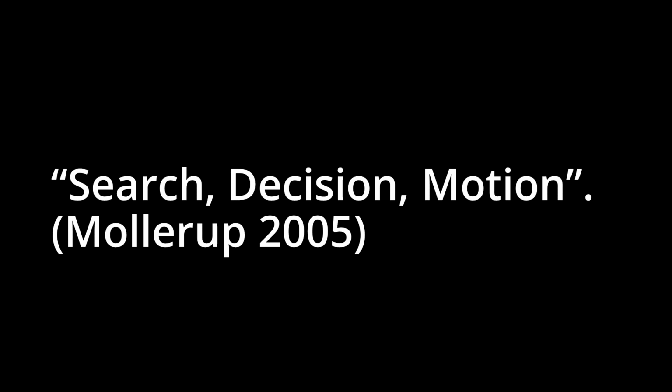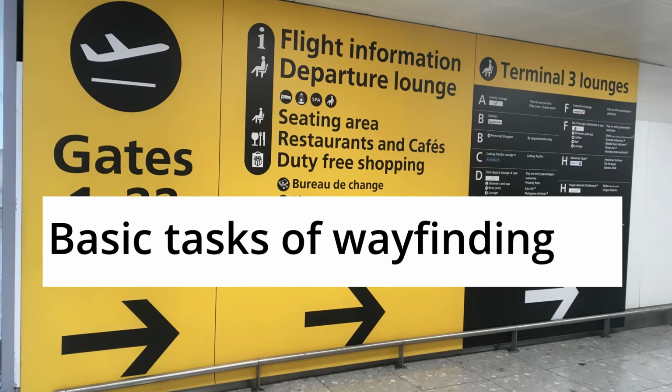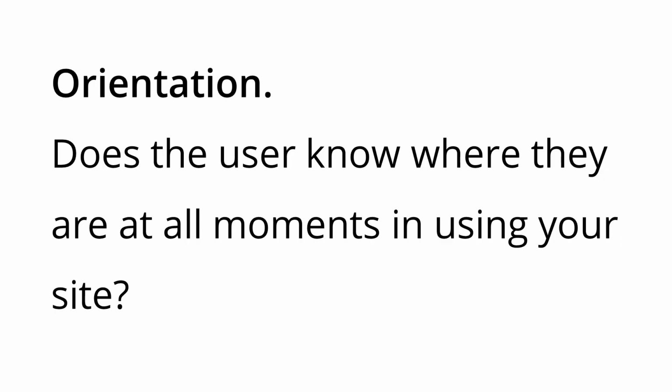First is searching for the way to go. Secondly, making a decision to go that way. And finally, setting ourselves in motion to travel along that path. So to do all of these things, there are basic tasks of wayfinding. First, orientation. Does the user know where they are at all moments in using your website?